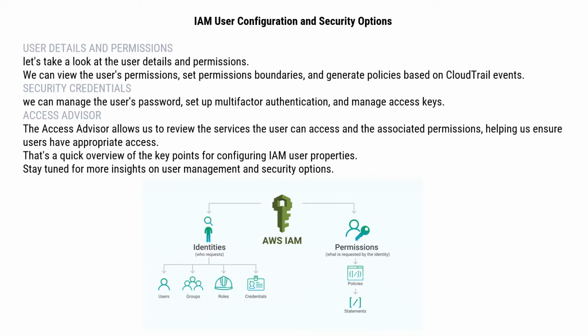Now let's dive into the additional features and security options available for IAM users. First, let's talk about the user details and permissions. We can view the user's permissions, set permission boundaries, and generate policies based on CloudTrail events. Moving on to security credentials, we can manage the user's password, set up multi-factor authentication, and manage access keys.